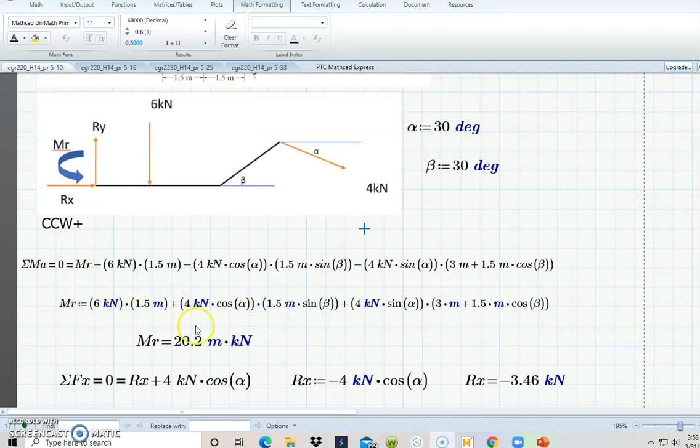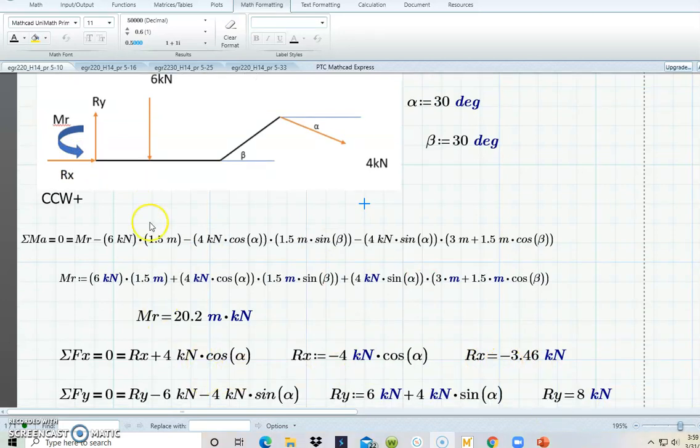So if you do the algebra and solve for MR, I get 20.2 kilonewton meters. And then you sum the forces in the X. There's only two: Rx and then the 4 cosine. Solve for Rx and you get that it's in the negative direction. I got a negative, since I assumed they were positive, which means it points in the negative direction.